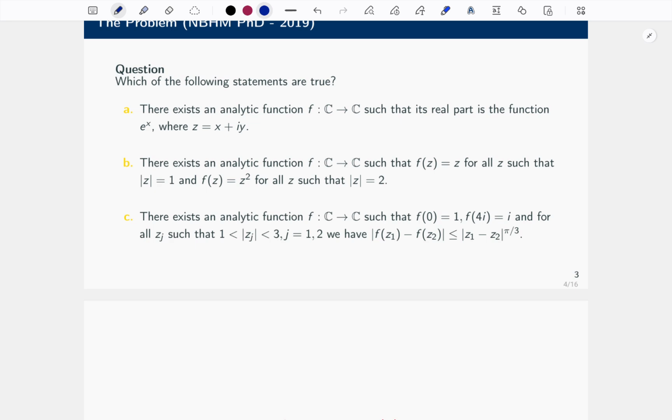And the third statement is that there exists an analytic function f from C to C such that f of 0 is 1, f of 4i is i, and for all zj such that 1 is less than mod of zj is less than 3, j equals 1 to 2, we have modulus of f of z1 minus f of z2 less than or equal to mod of z1 minus z2 to the power pi over 3. Fine.